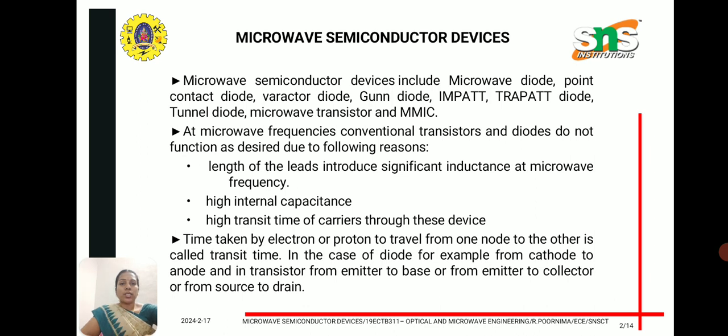These devices are particularly used at high frequencies, and include microwave diodes, PIN diodes, varactor diodes, IMPATT, RAPID, Gunn diode, etc. These are the diodes used for oscillation or amplification purposes at high frequencies, and they are also used as mixers, modulators, and so on.